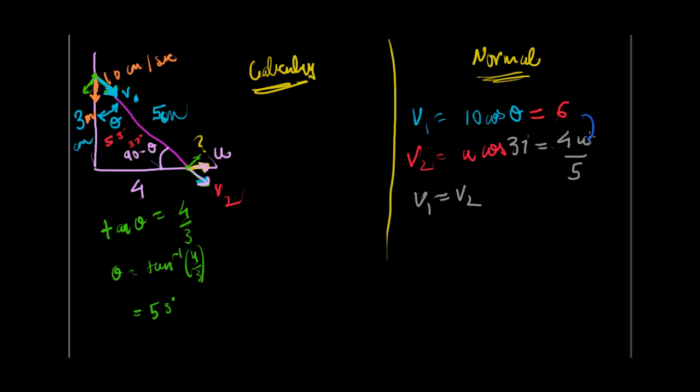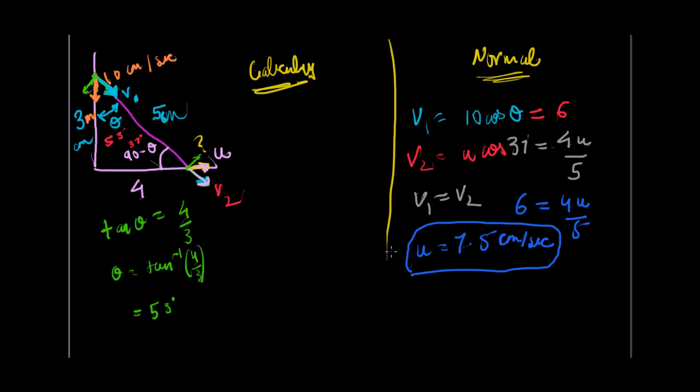So which means that these two have to be equal. So I guess we could solve for u then. So we have that 6 is 4u by 5, so u is 30 divided by 4, which is 15 divided by 2, which is 7.5 centimeters per second. Okay, so that is the velocity using the normal method.